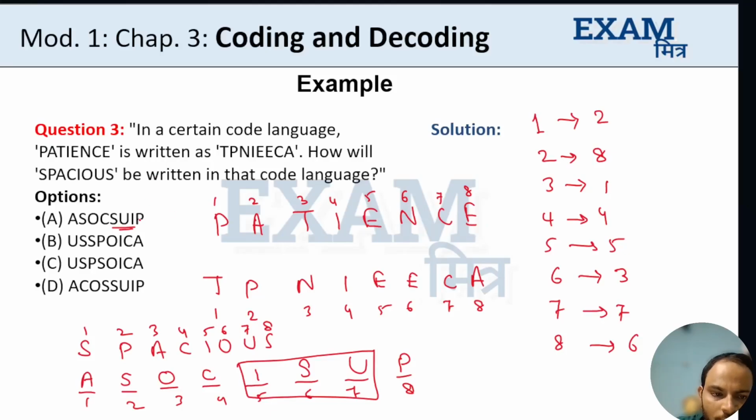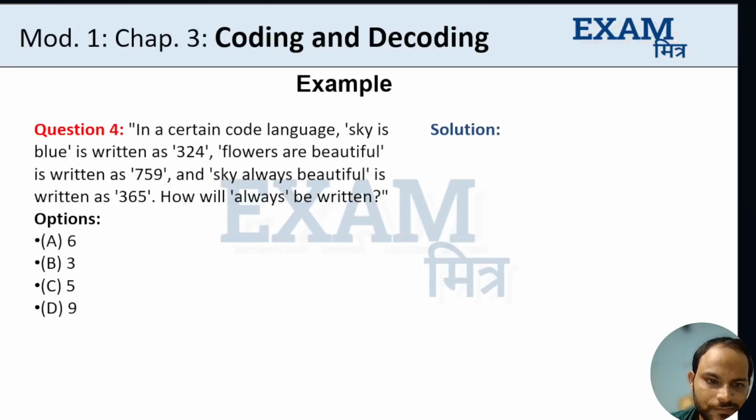But looking at the options, we are clear that our answer must be option A, because see, this is USS, it is out of the answer. This is USPS, not according to our answer. This is ACOS, this is also not according to our answer. The correct one is option A. So I hope you are understanding how to solve this type of questions. Let's move to the next example.